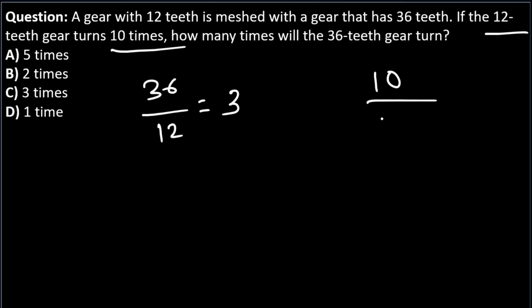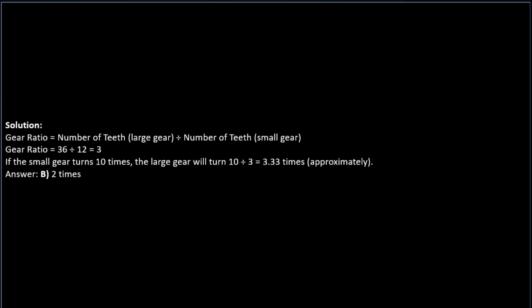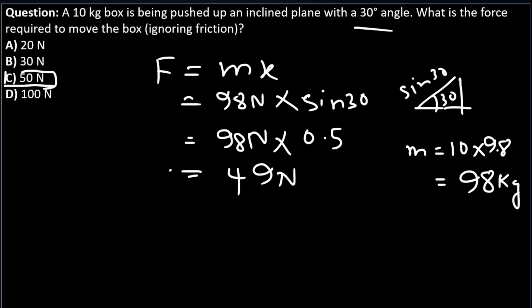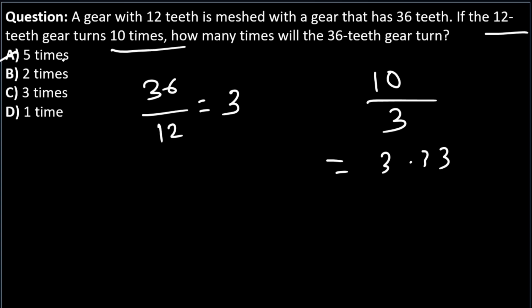So 10 over 3 equals 3.33. So it's near about the value of 5. So here we can choose the 5 times. Oh, sorry. Here the value selected is 2 times or 3 times. 3 times we can choose.